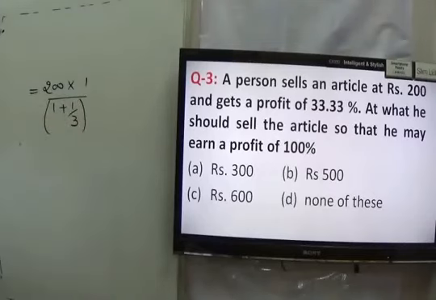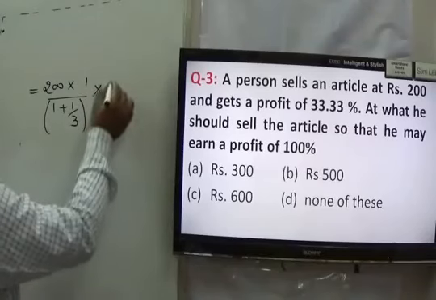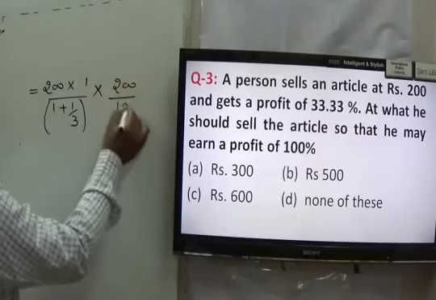So that is the cost price. Now the question is, I want to get a profit of 100%. At what price should it be sold? Cost price, we have to find the selling price. 100 plus profit upon 100, that is 200 upon 100.